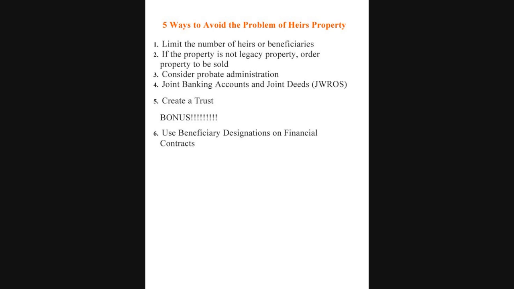But also, sometimes there is a need to sell, and hopefully you can iron out something in your planning to say, if there's a conflict or an issue, I want it to be sold and divided in this particular way.